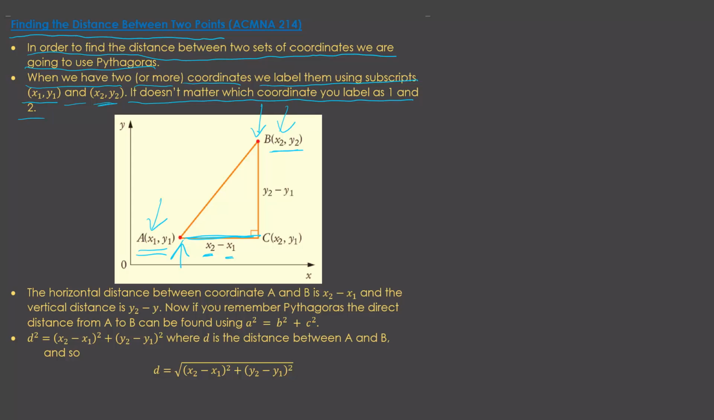Just think about the situation where we had some actual numbers. So this point here might be the point 2, negative 1, and this point up here might be 5, 4. It should be clear that this length is 3 because the x-coordinate here is 5 and the x-coordinate here is 2. In the same way, this distance would be 5, which is 4 take away negative 1. And that's why the vertical here is y2 minus y1.